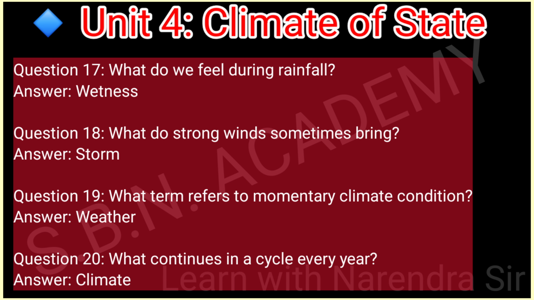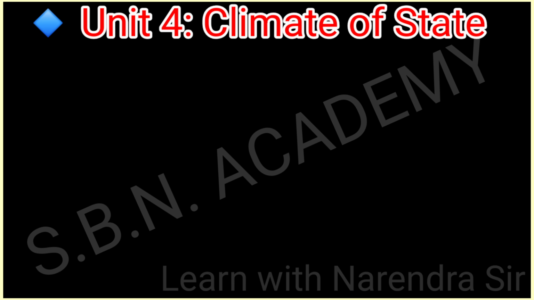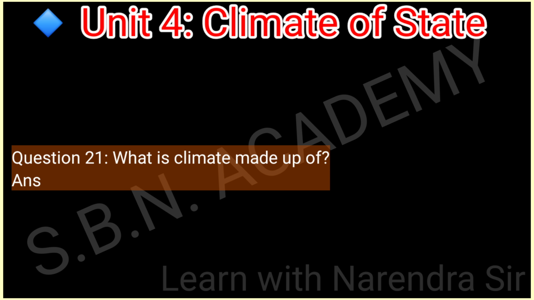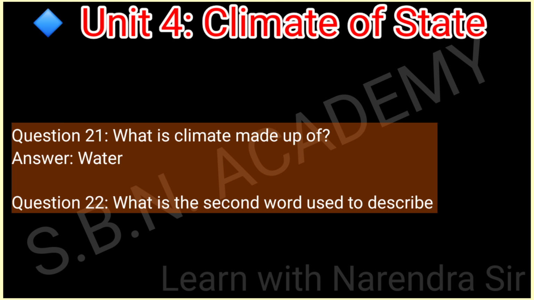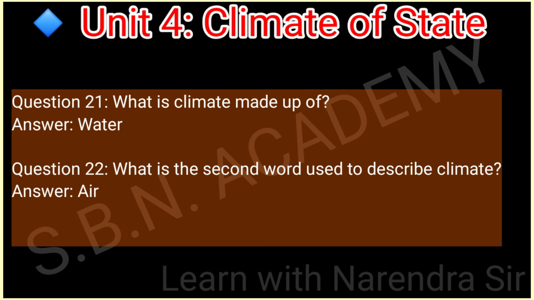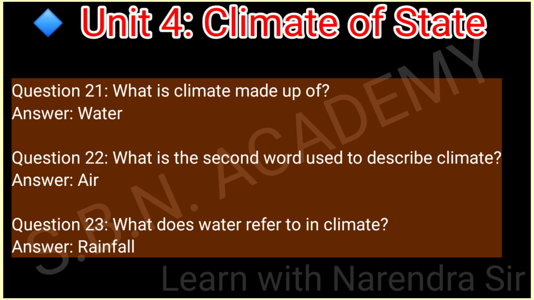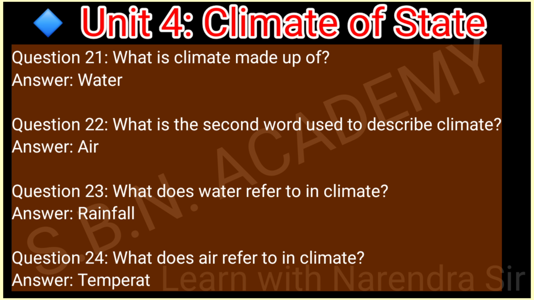Answer, climate. Small Blue Diamond climate elements and seasons. Question 21. What is climate made up of? Answer, water. Question 22. What is the second word used to describe climate? Answer, air. Question 23. What does water refer to in climate? Answer, rainfall. Question 24. What does air refer to in climate?